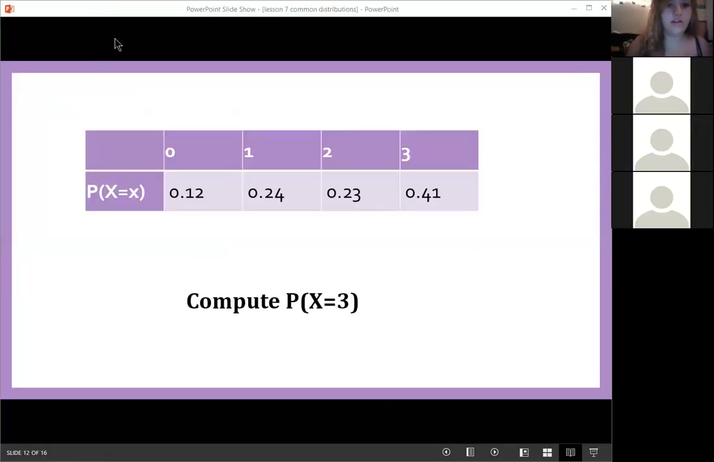Good job. Absolutely, so our answer here is 0.41, because all we're talking about, and if you look at the top of the table, it literally says probability that x equals x. So technically, it wasn't a trick question. You think it's a trick question because you thought too hard about it, but really, it's not that hard.